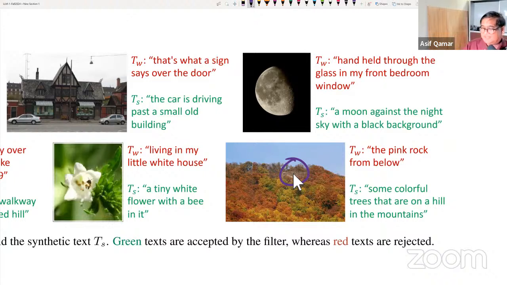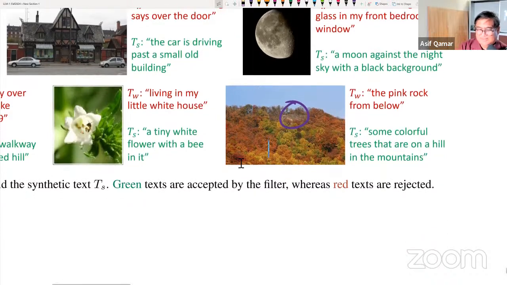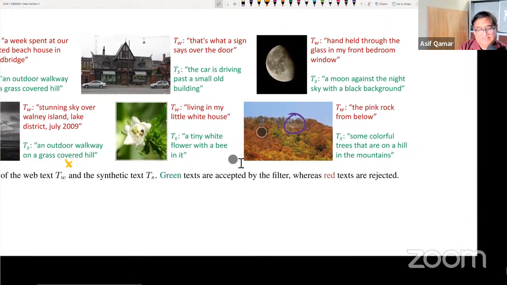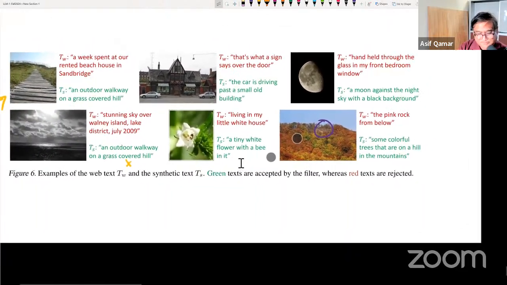But in any way, some colorful trees that are on a hill in the mountains. Right? Good. Perhaps it could have gone further and said fall colors. Fall colors on a hill. But it didn't. So, by the way, models have improved. Things have been moving forward.